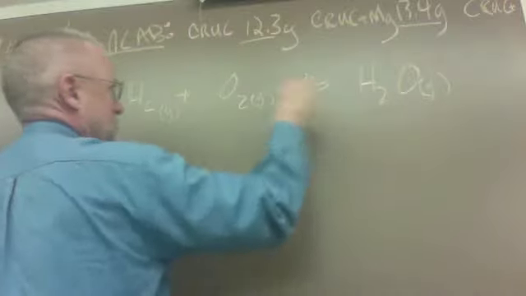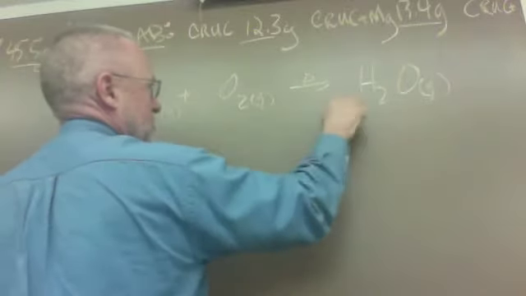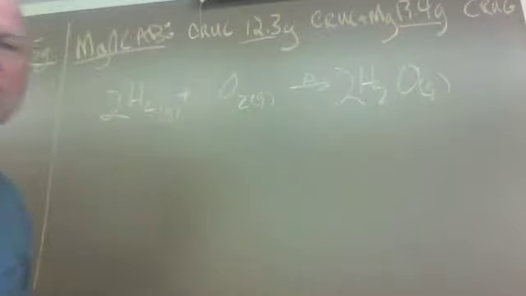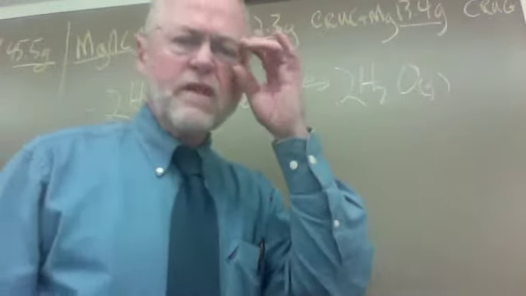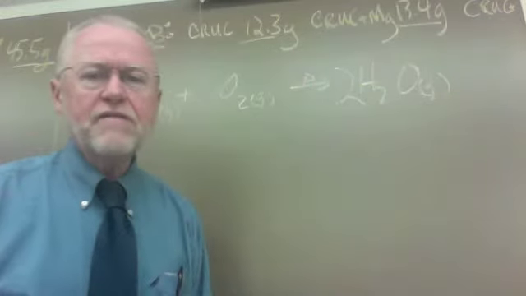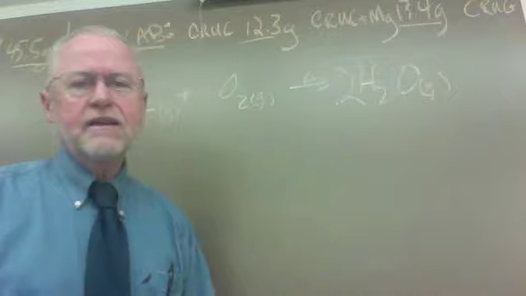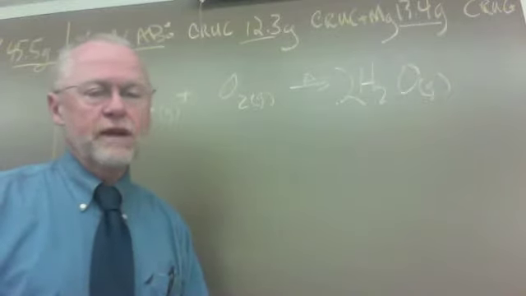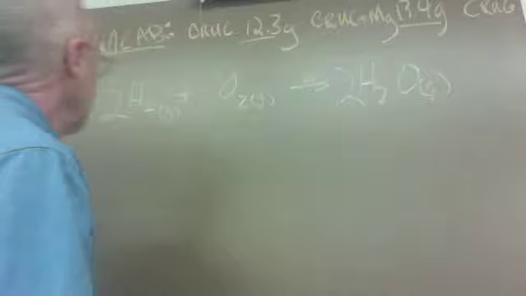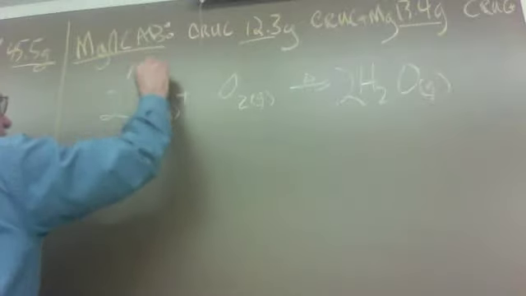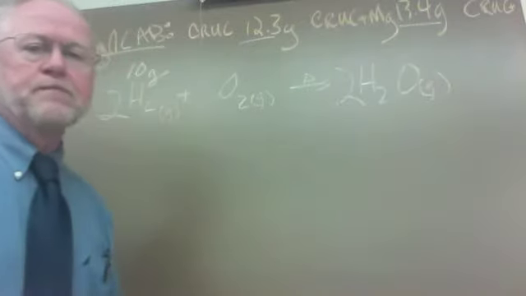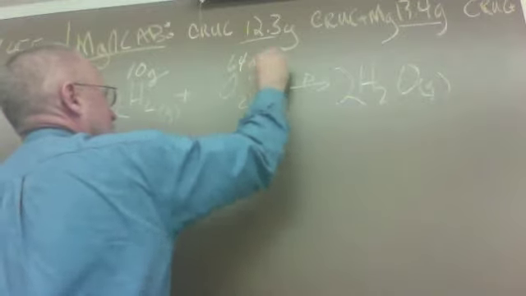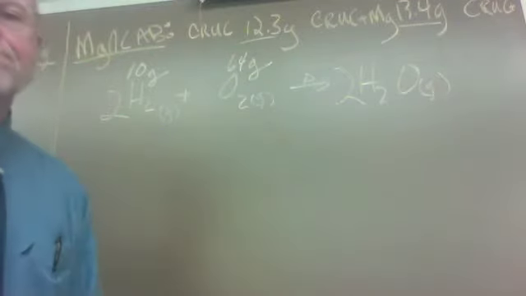Got to balance. Oxygens aren't balanced. Hydrogens aren't balanced. There you go. Balanced chemical equation. Okay, so once you have that, in a limiting reactant problem, you would get two amounts of reactants. For example, let's say that we have 10 grams of hydrogen and 64 grams of oxygen.